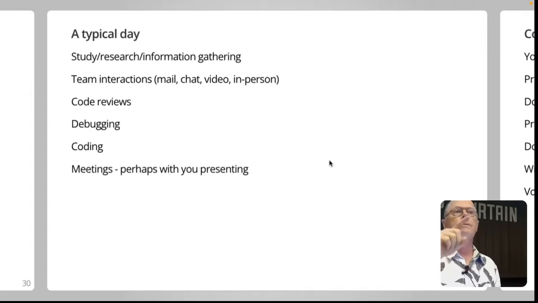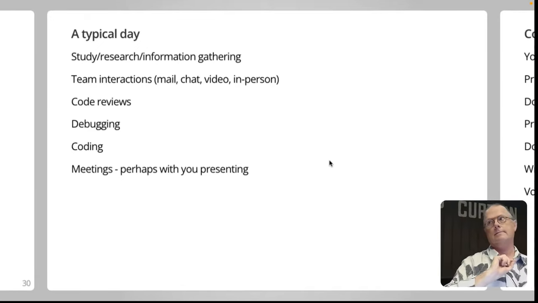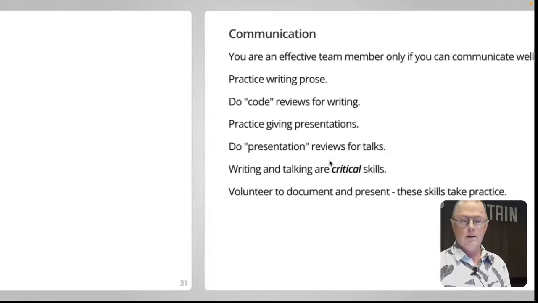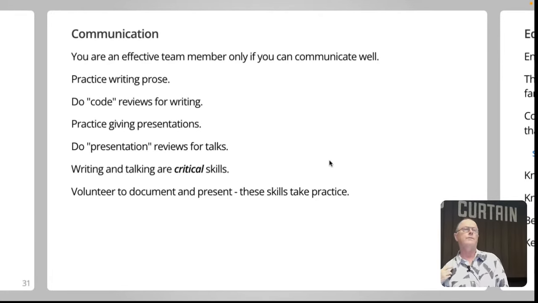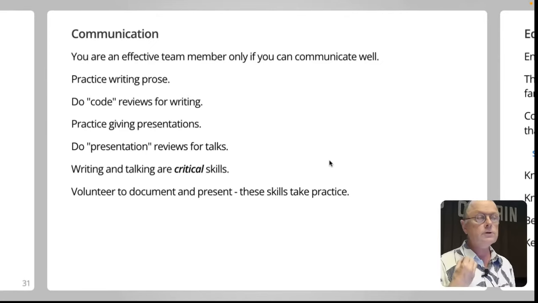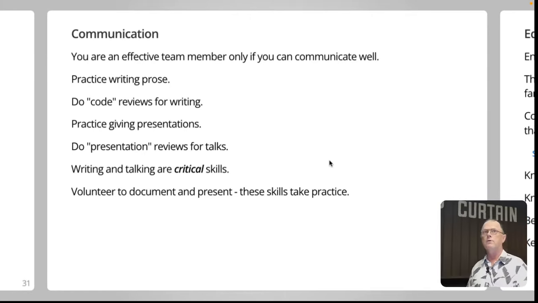Some of those meetings, you are going to be presenting. And therefore, I've got a couple of pieces of advice for you. One of them is that you should be prepared to communicate with your team a lot. And in fact, you're only any good at your job in software engineering if you can communicate well. So you should practice writing prose. If you can't write well, you can't communicate to your team what you're working on well. Prose writing is a really important part of this job.